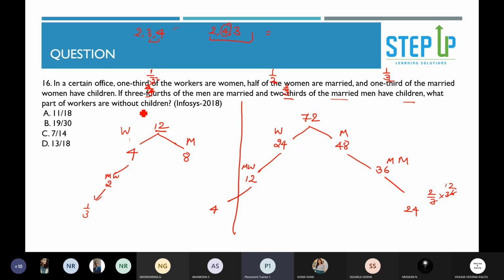Now what's the question asked finally? What part of the workers are without children? So can I say out of 24, 4 people have children? It means that the remaining 20 are without children.